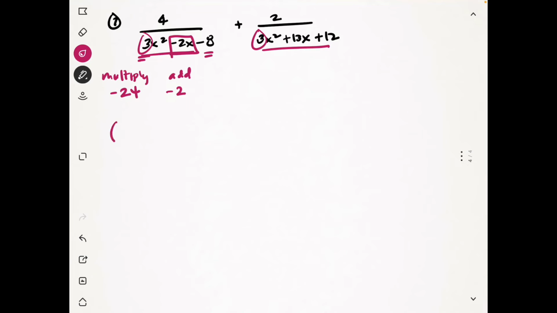All right, so what we're going to do is we're going to put our parentheses up here, and we're going to use this leading term 3 in both boxes. So we have 3x and 3x. So the numbers that multiply to get negative 24 and add to get negative 2 would be negative 6 and 4. Right, negative 6 times 4 is negative 24. Negative 6 plus 4 is negative 2. So what we're going to do is we're going to put it in our boxes. So we have a negative 6 and a 4.